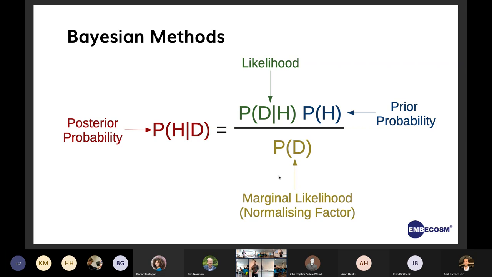But that's not the only way we can do valid statistics. We can also define probability in a valid way, in a way that amounts to a degree of belief or propensity. And when we do that, we get some interesting benefits and there are some interesting consequences.